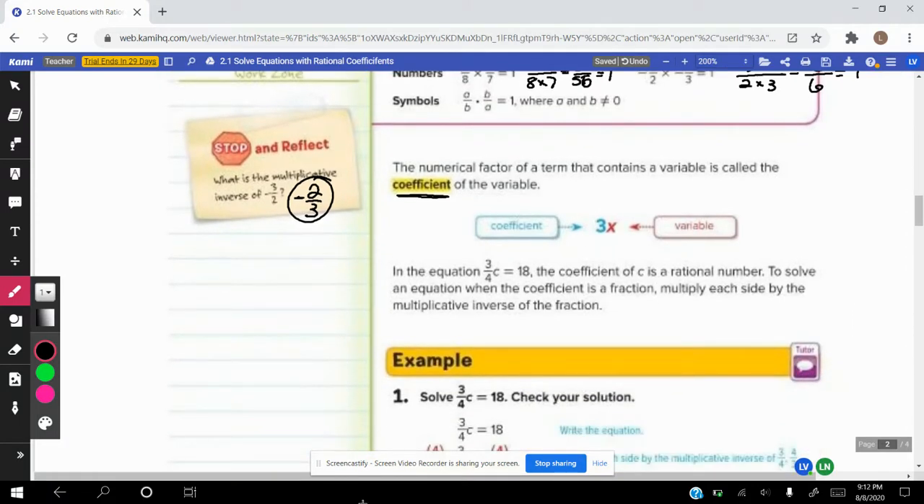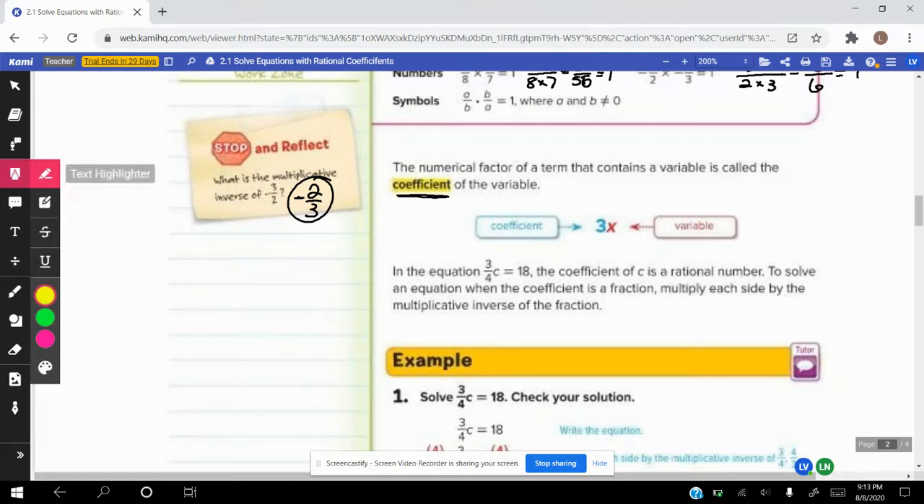So continuing, the numerical factor of a term that contains a variable is called the coefficient of the variable. So if we have the term 3x, the coefficient is 3 and the variable is your x. In the equation 3/4c equals 18, the coefficient of c is a rational number. To solve an equation when the coefficient is a fraction, multiply each side by the multiplicative inverse of the fraction.